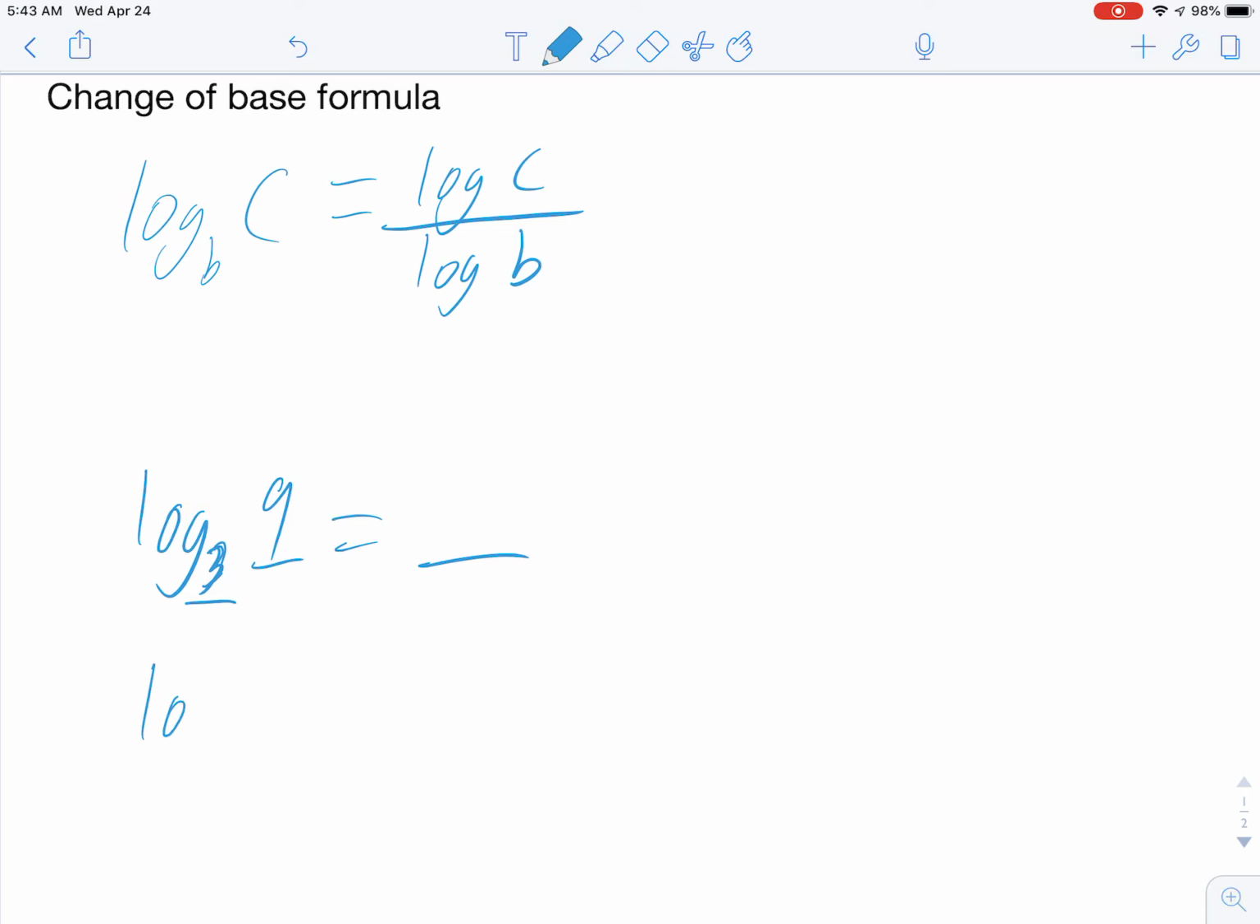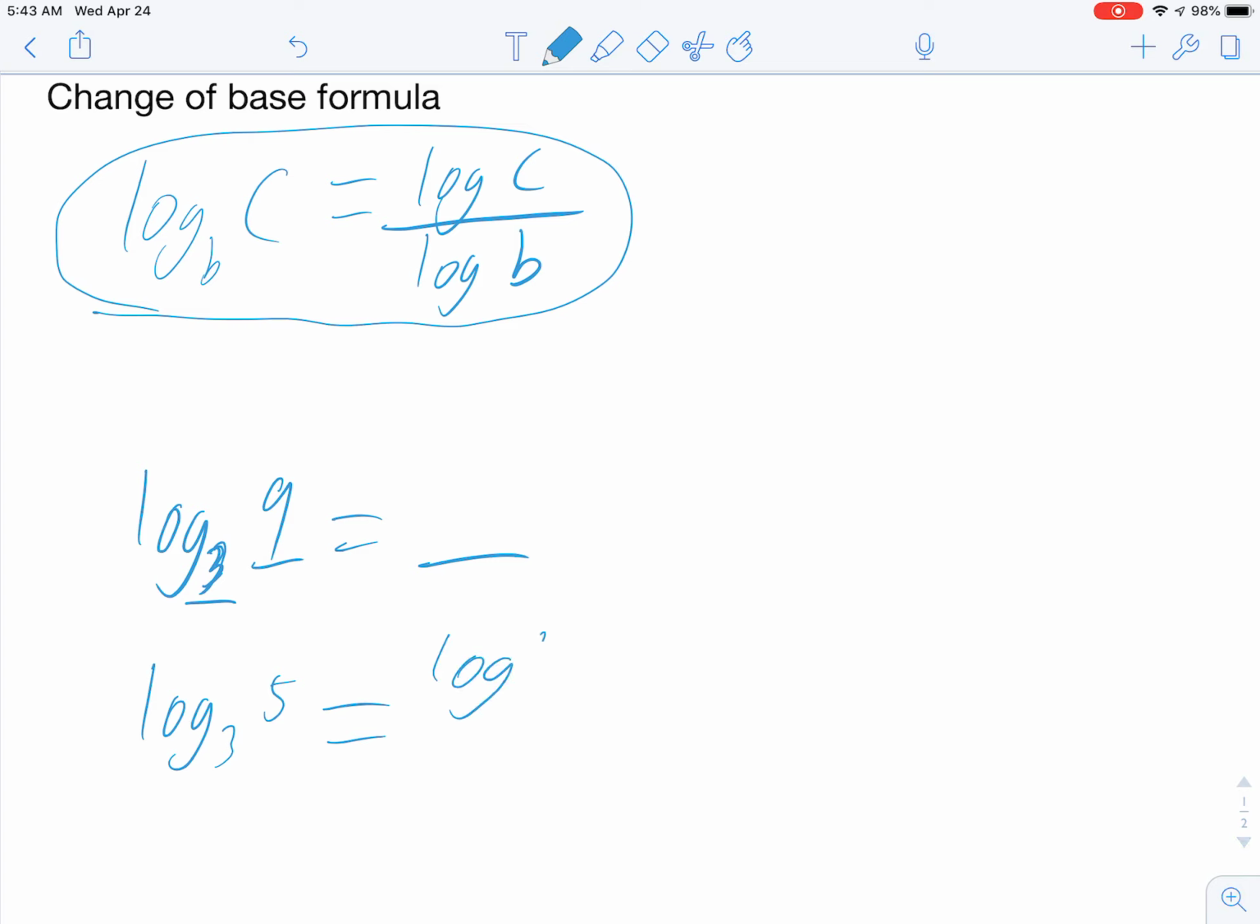But other logs, something like log base 3 of 5, not so easy. This is basically saying 3 to the what power would equal 5, and that's something you'd need a calculator to figure out. So there's this change of base formula. The change of base formula that you see right here basically says that you can take the log of C divided by the log of B, and that will give you the answer. So in this example, we could simply do the log of 5, this is, remember, the common log, over the log of 3, and that will give you the answer.